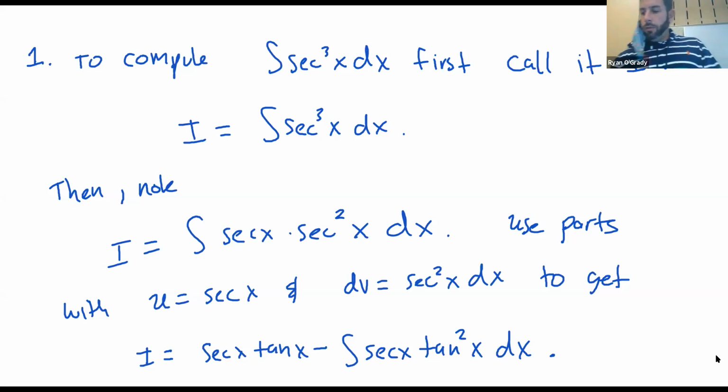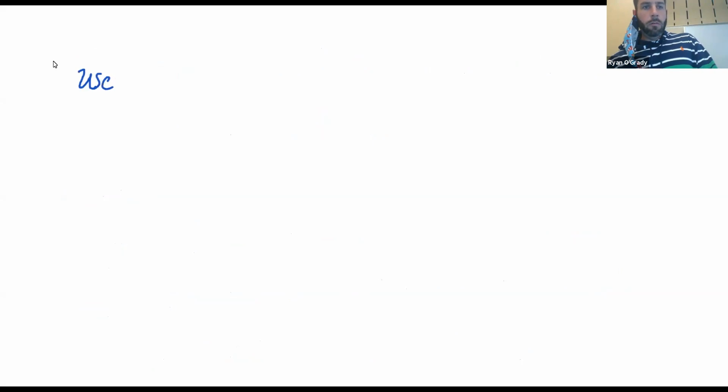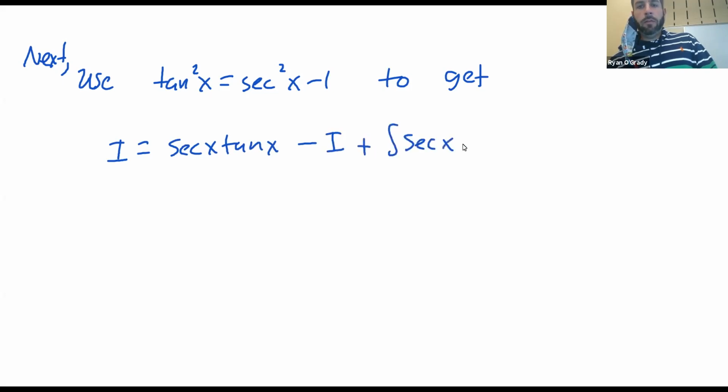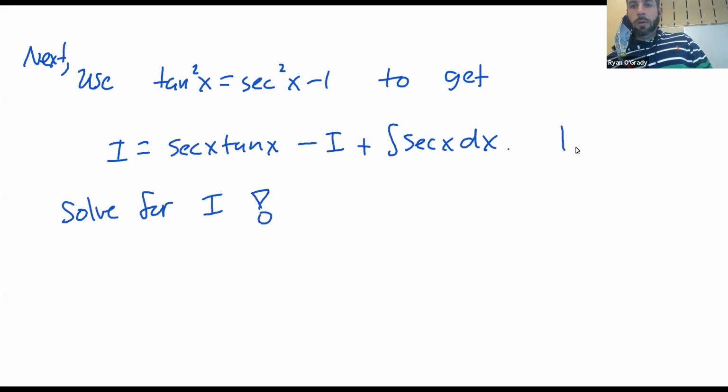And then the next thing you want to do is use tangent squared is equal to secant squared minus 1 to get I equals secant x tan x minus I plus the integral of secant x dx. And then solve for I. So that's the last thing you want to do.